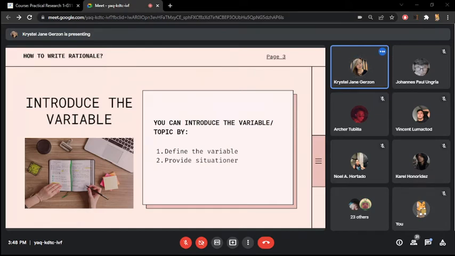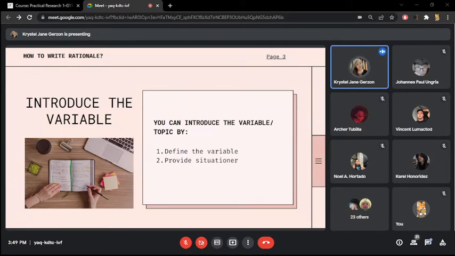So, most of the time, especially in writing essays, you don't go straight to talking about the body, right? Or whatever you prefer, you still have introductory statements, etc. So this is the same thing with introductory statements. Provide a situationer. Most of the time, recently, the situationer used is about the pandemic, since this is really what's relevant. For example, your study is about online class.